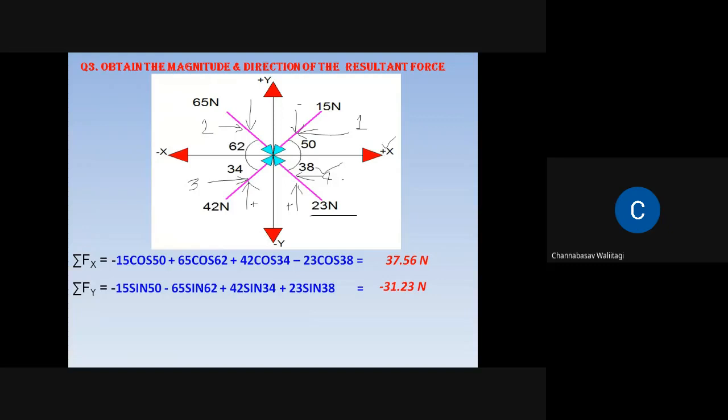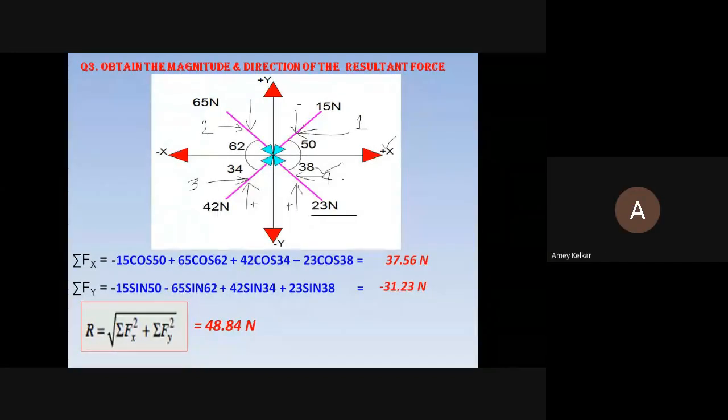Resultant is 48.50. So the resultant, what you have got? 48.84, right. And the angle you have got as? Minus 39.72. Okay, minus 39.72. So this is how we obtain the resultants.